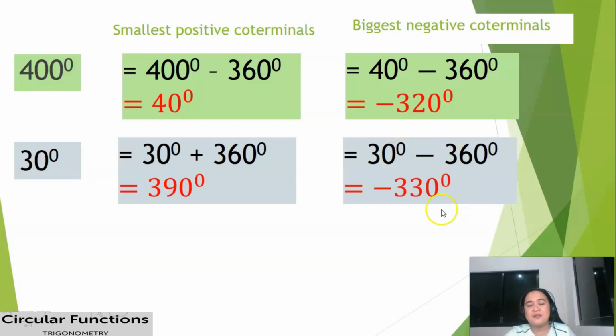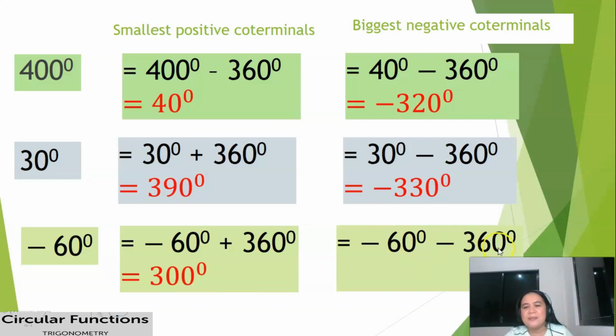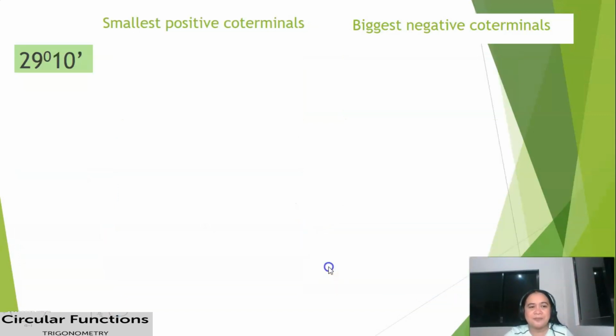So it's negative 330 degrees. Another, what if it's negative 60 degrees? Since it's negative, we keep on adding 360 degrees, and we will end up with 300. And to get its negative coterminal, it's negative 60 minus 360. So that would be negative 420 degrees.